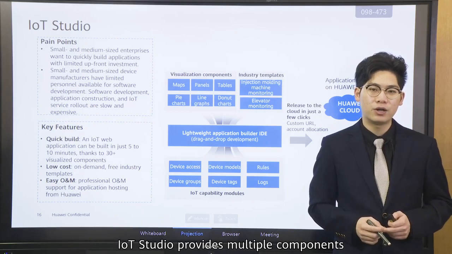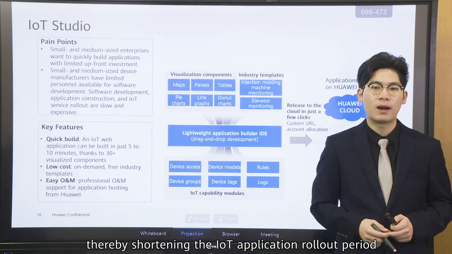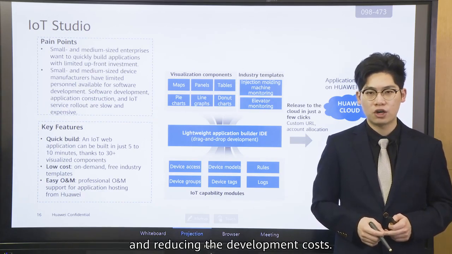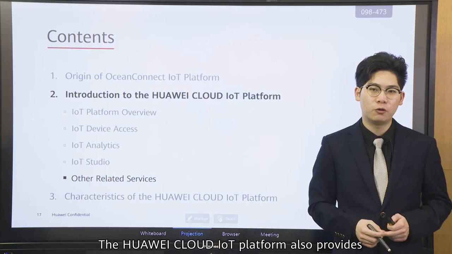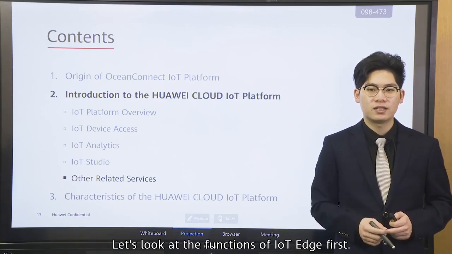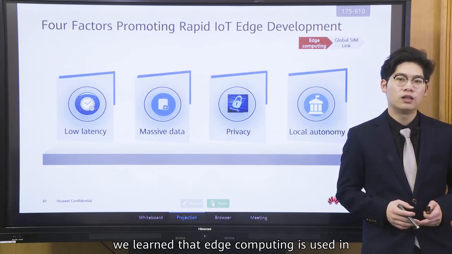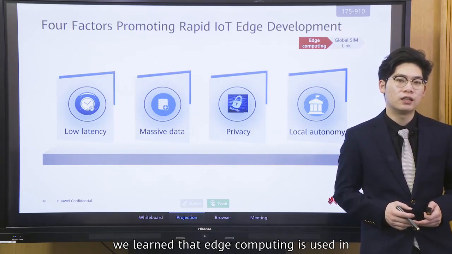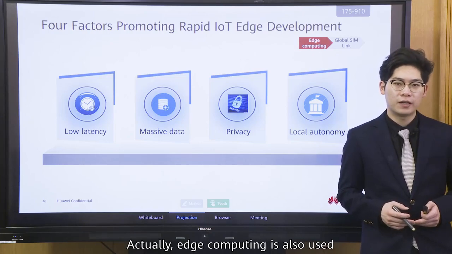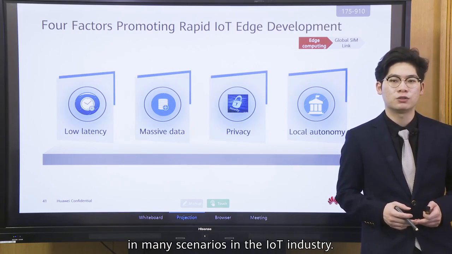IoT Studio provides multiple components to help developers shorten the development period, thereby shortening the IoT application rollout period and reducing the development costs. The Huawei Cloud IoT platform also provides IoT Edge and global SIM-link services. Let's look at the functions of IoT Edge first. In previous courses, we learned that edge computing is used in industrial IoT gateways and 5G mobile networks. Actually, edge computing is also used in many scenarios in the IoT industry.